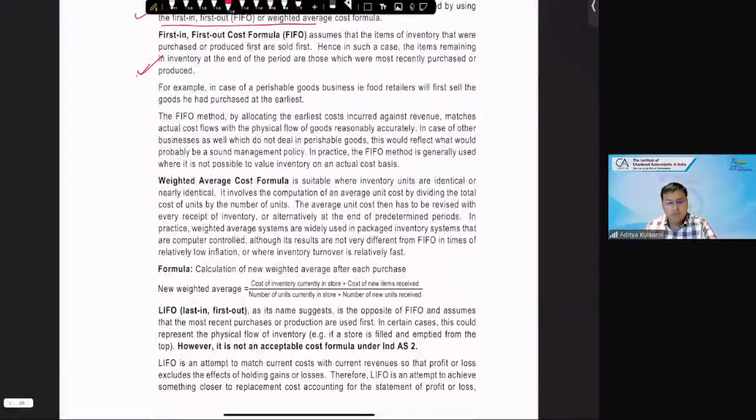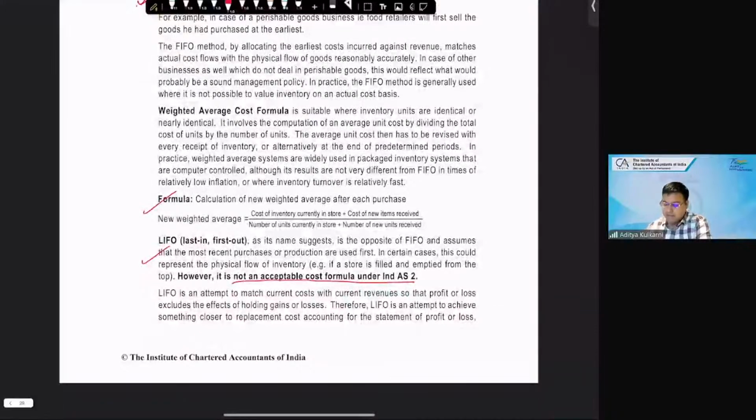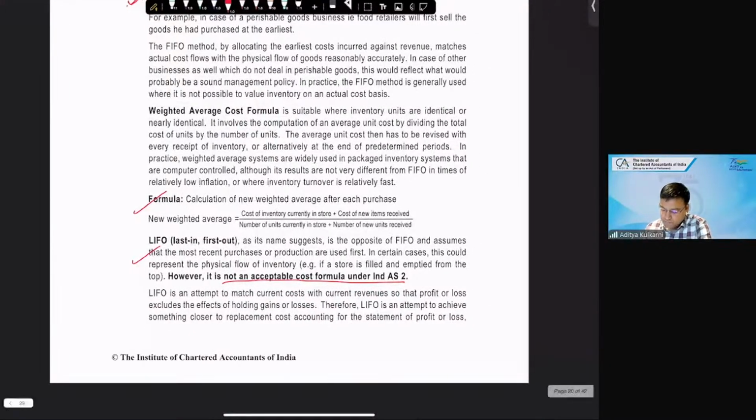Weighted average cost formula averages out the cost on a moving average basis. So your product price will remain on a weighted average basis. Why weighted? Because it will be the total of the cost divided by the total of the quantities. So that is your calculation. Last in, first out, as the name suggests, is the opposite of FIFO. It is not an acceptable cost formula under Ind AS 2. It's given in bold, so you can remember that.